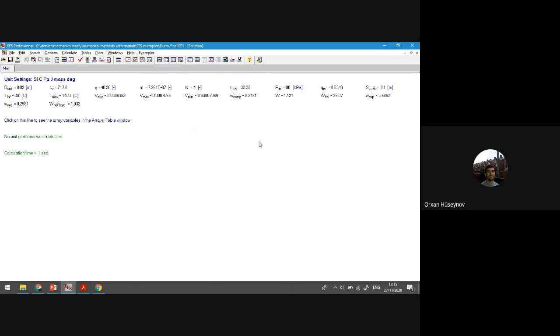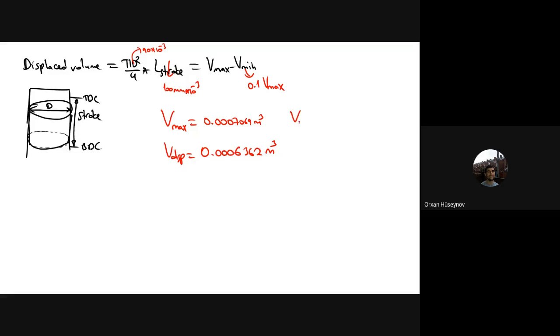Minimum volume value is 10% of that one, and therefore you will add one more zero here, 0.00007069 meters cubed. Okay, these are the values.